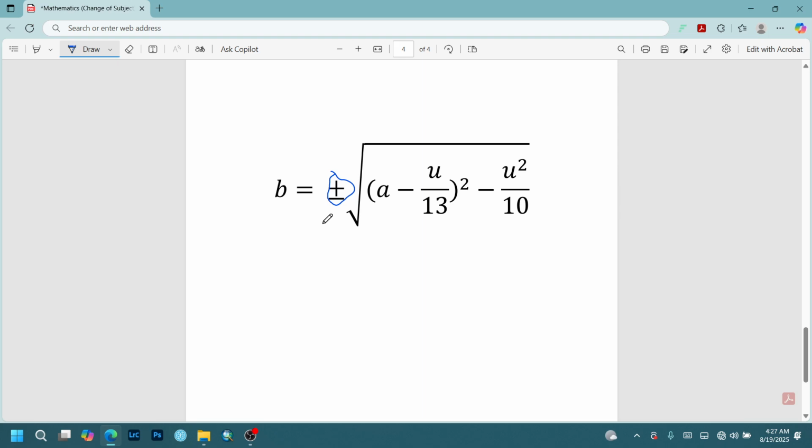That's what the plus or minus sign here literally means. It means that all possible values, whether positive or negative numbers or roots, are considered as our final answer.